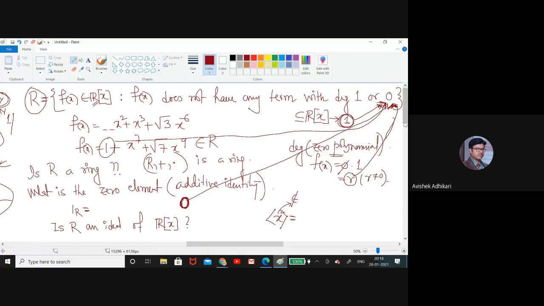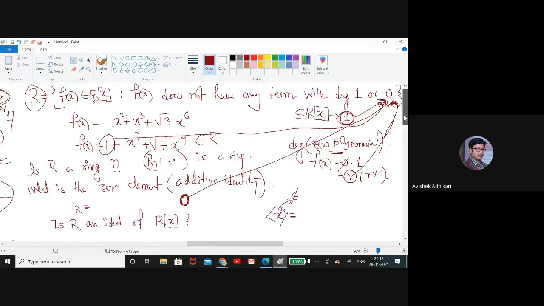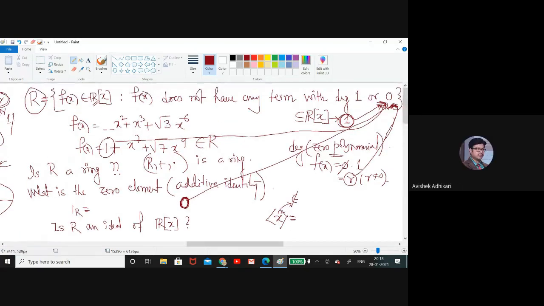Is R an ideal of Rx? Yes. We have seen that this is a subring. Now my question is, is R an ideal of Rx? That you can very easily check. Take any two elements. First of all, it's non-empty. Certainly the zero element belongs to this R, so this is certainly non-empty.